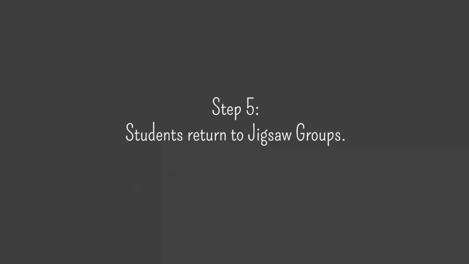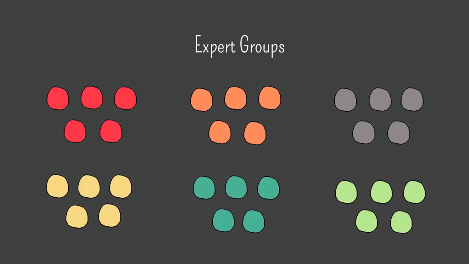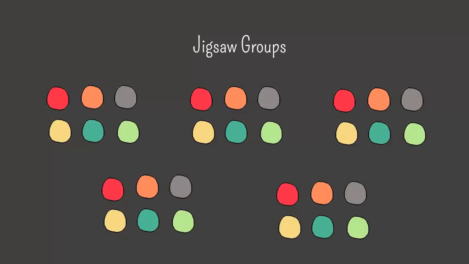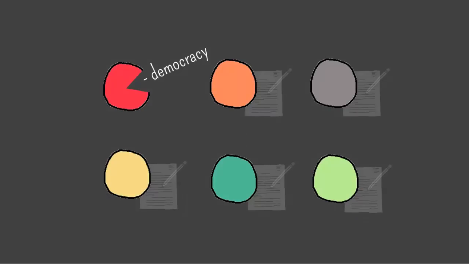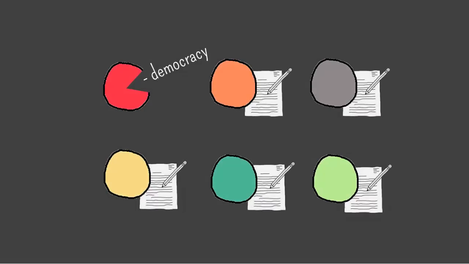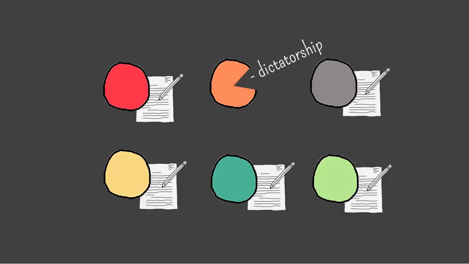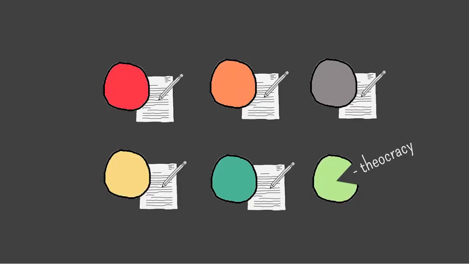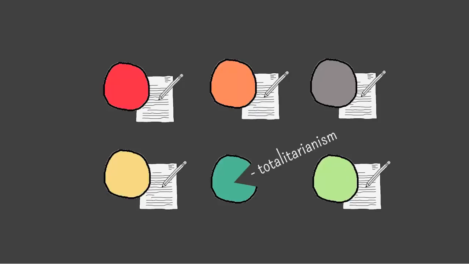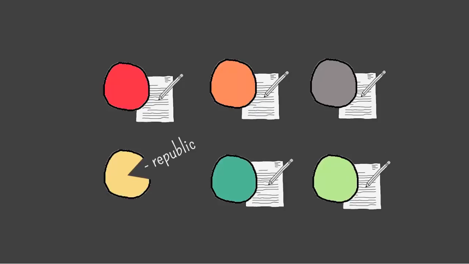Step 5, students return to jigsaw groups. Now that students have studied their chunks in their expert groups, they return to their original jigsaw groups, where each student takes a turn presenting their chunk of information. Meanwhile, the other students listen carefully, take notes, and ask lots of questions. Once the first expert has gone, the others take their turns. As each expert teaches their chunk of content, the others in the group are learning it.